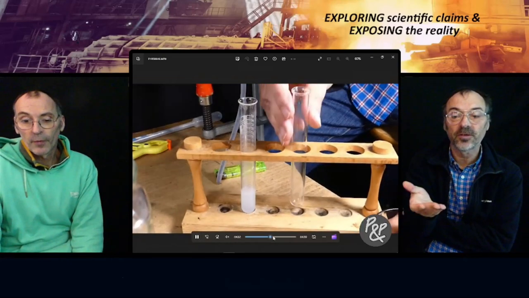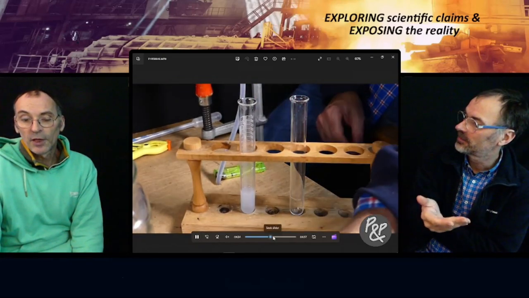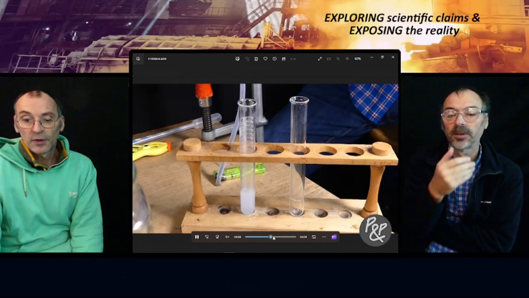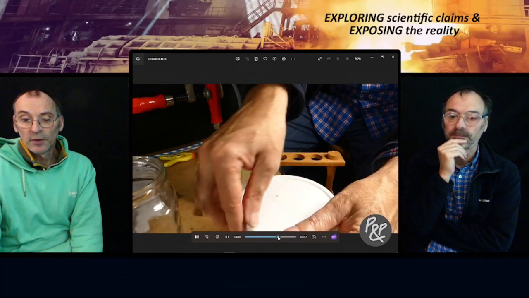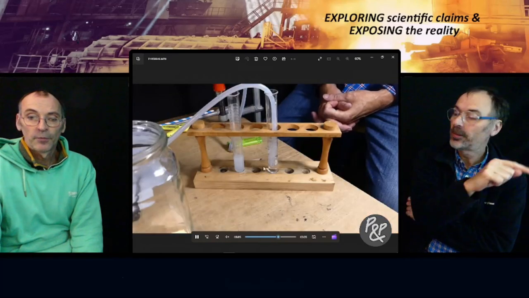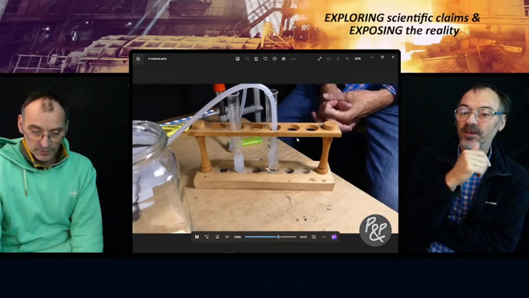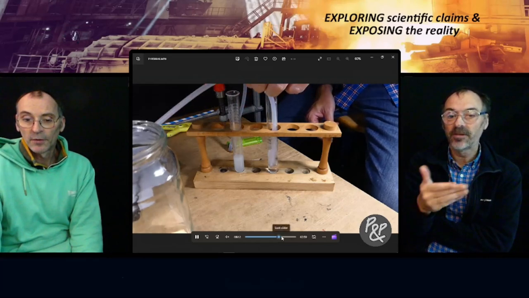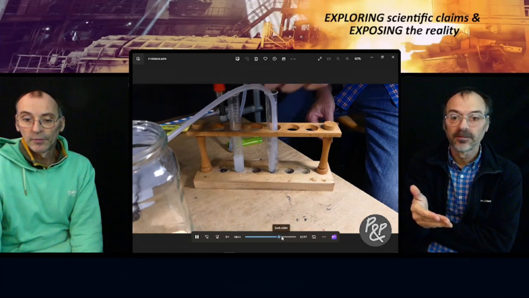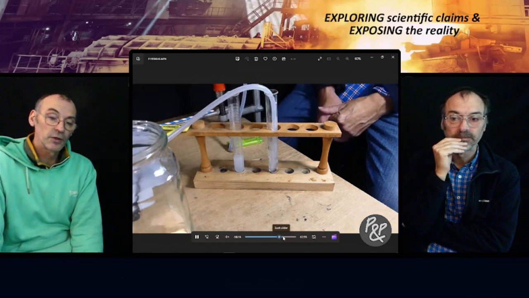So it makes you think: what's the point of heating up the carbon if you're going to get the same results? Lucky we tested that, because what we ended up doing was putting the pipe straight from the pump into the lime water. You have to eliminate variables that could affect the results you get.